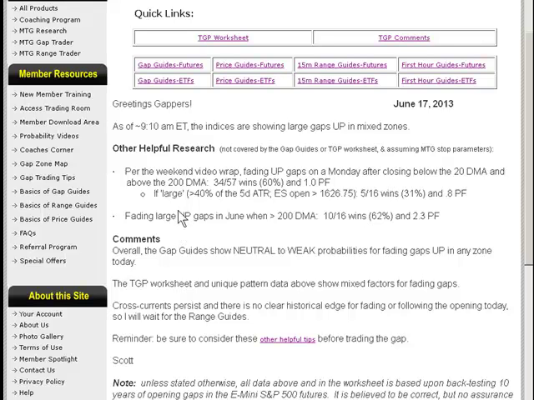See, large. What was interesting, large up gaps, June and July in the summer tend to be a little bit weaker months. And you can see it here, large up gaps in June above the 200. They've actually had a good success rate for filling. So I wanted to point that out. But overall, neutral to weak probabilities per the guides. Mixed data in terms of unique factors. Cross currents persist. No clear edge, so no fade for me.